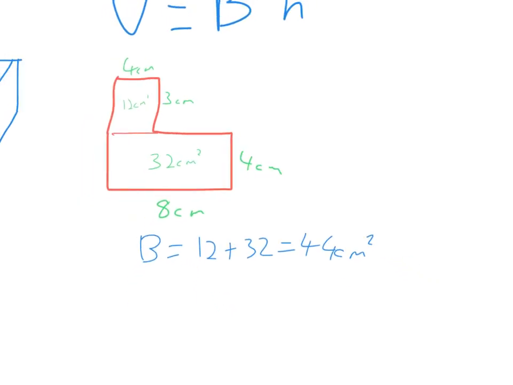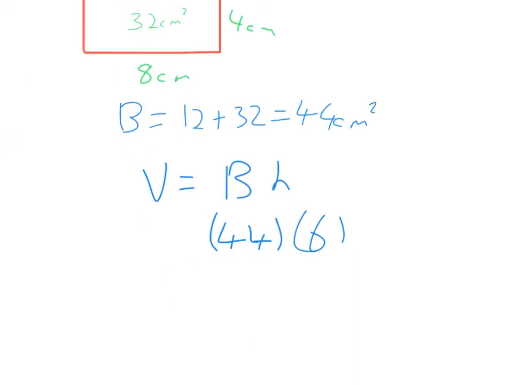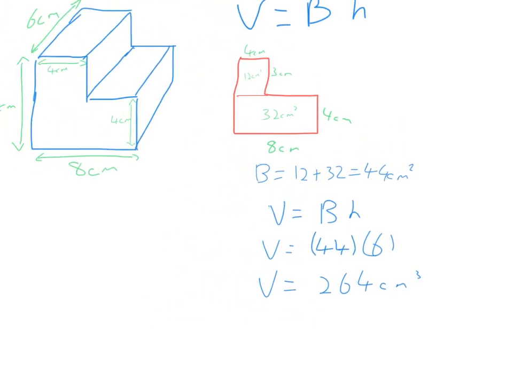Now to find the volume of the whole prism, we want to multiply the cross-sectional area by the height, remember. So cross-sectional area is 44 and the height of the prism is 6. This gives us a total volume of 264 centimeters cubed. Now I know the volume has to be in cubed units. I'm just taking my lead that it's centimeters based off the dimensions given in the original drawing.